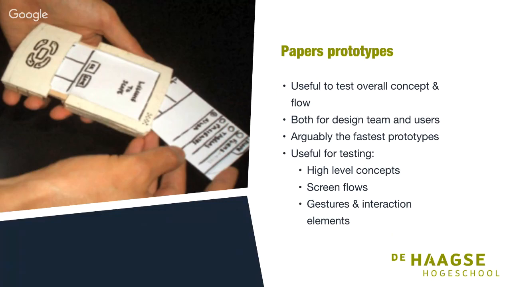So apparently this interface is not clear. In your real prototype, you need to make the layout of the buttons or the text on the buttons a little bit different from your original idea. So you see, already from these very simple prototypes, we can learn some things.